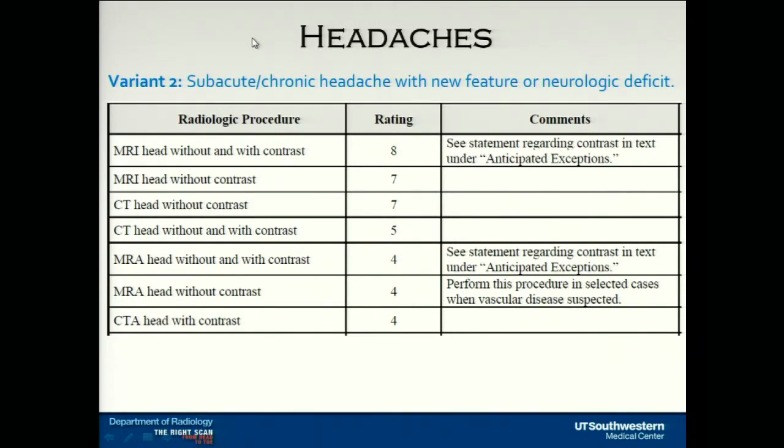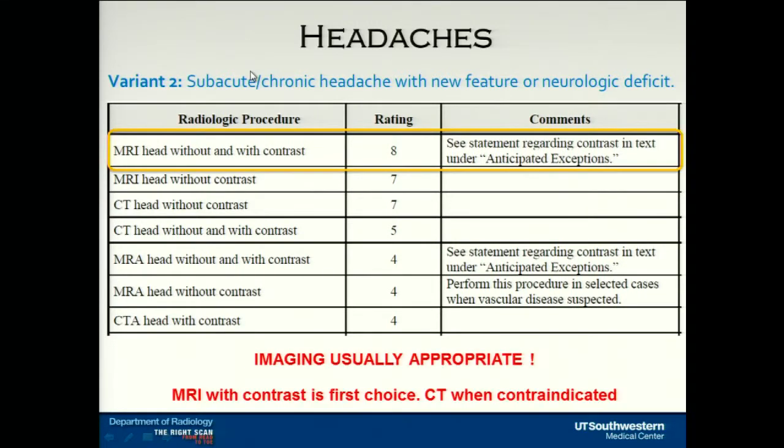Second variant is very different and includes patients with subacute or chronic headaches with a new feature or a neurological deficit. So we can see that MRI without and with contrast receives the higher marks because of its, again, excellent diagnostic performance and true ability, to the best of what we have today, to exclude any significant intracranial abnormality. These patients are at more significant risk for pathology, so contrast is usually recommended to exclude infectious or neoplastic disorders mostly. CT should only be used in patients who have contraindications or in situations of limited availability of MR.